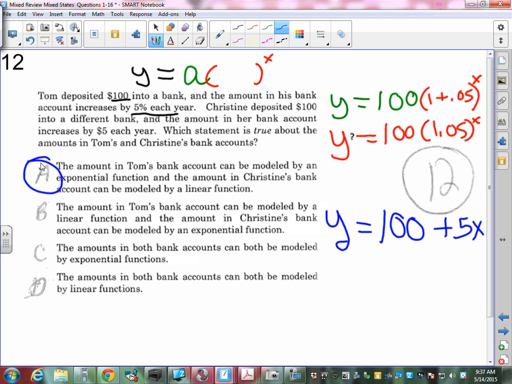Let me ask you this also. Who's going to make the most money, Tom or Christine? Tom's is going to be growing exponentially. Remember exponential functions, they start and once they go, they really take off. Whereas Christine should be making money, but it's going to be linear. She's not going to nearly have the money that he does.